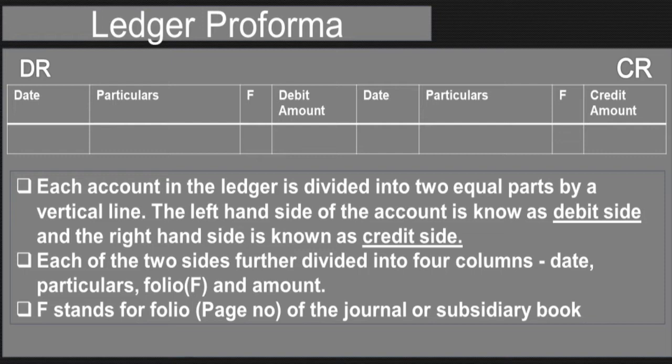Each account in the ledger is divided into two equal parts by a vertical line. The left hand side of the account is known as the debit side and the right hand side is known as the credit side. Each of the two sides is further divided into four columns, that is date, particulars, folio and amount. F stands for folio. Folio means the page number of the journal or a subsidiary book.